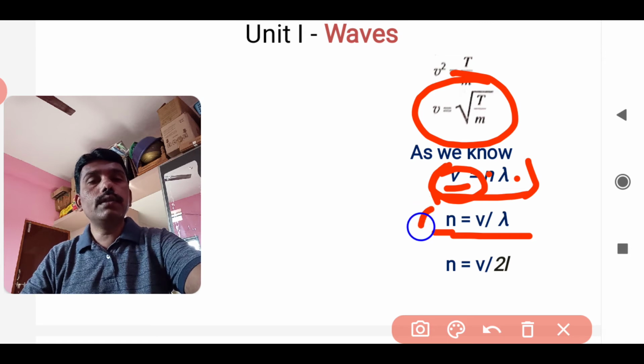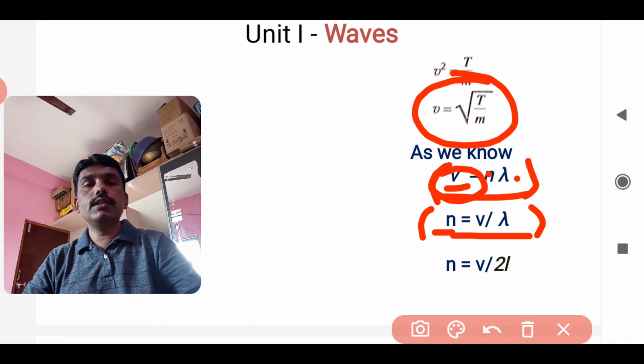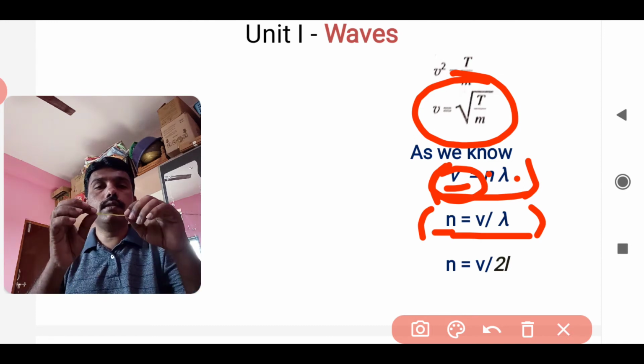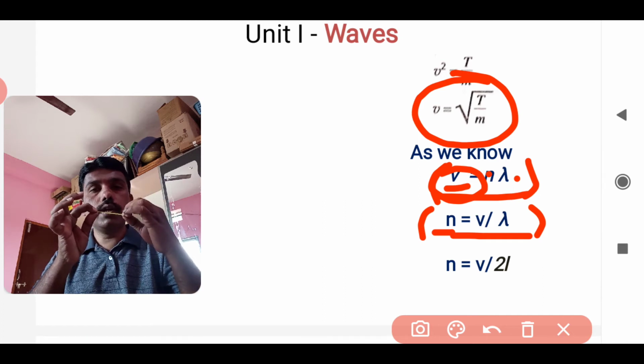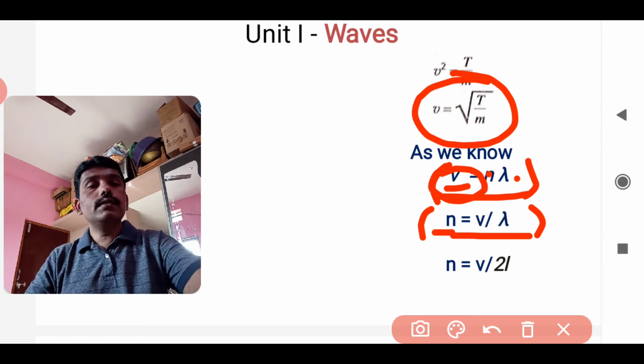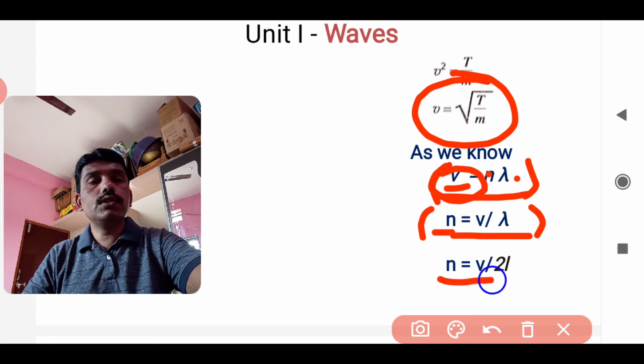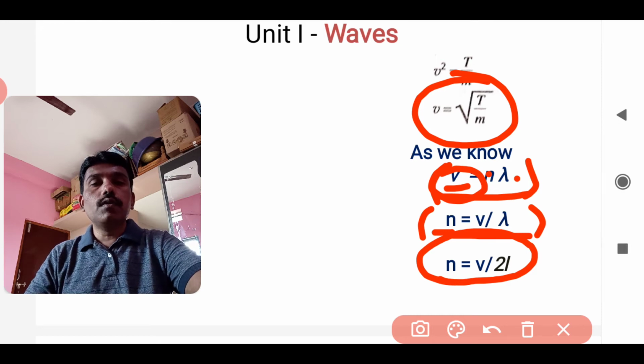But as far as the string is concerned, we already discussed that lambda is equal to twice L. So why is it twice L? Because the wave has to travel twice this length to complete one wave, and that's why lambda is twice L. And if I put these values for the string, because I am interested in finding the frequency related with the string, n is equal to v by twice L. This is how n is equal to v by twice L comes.